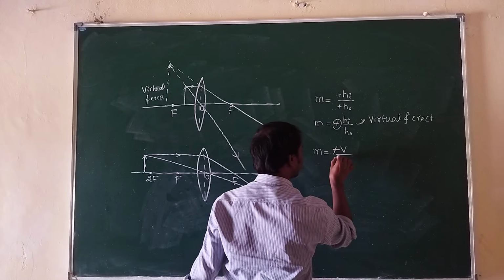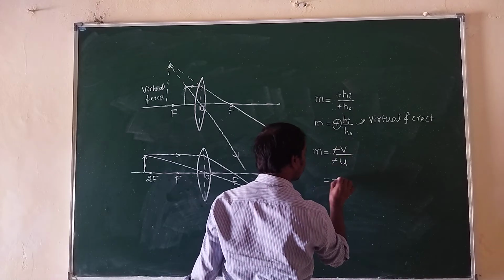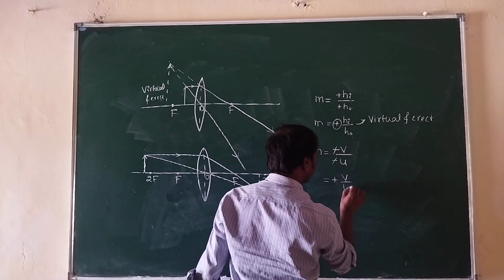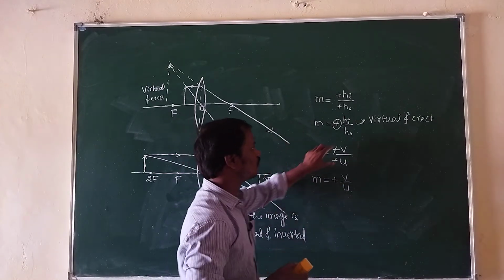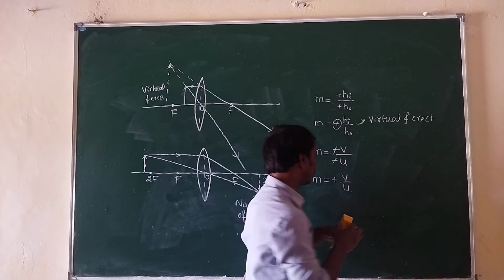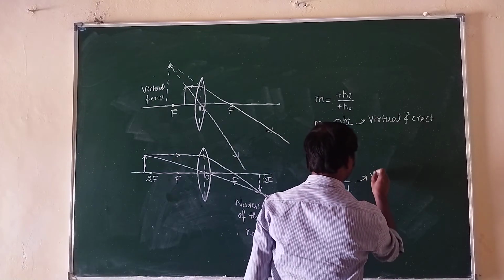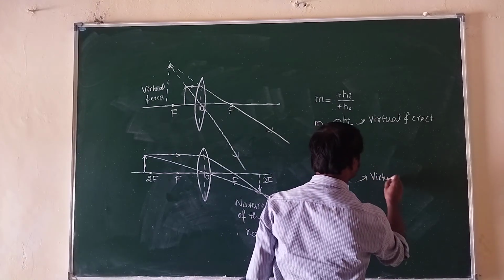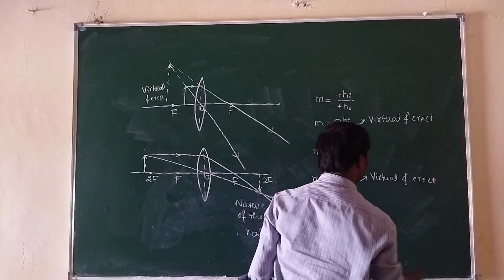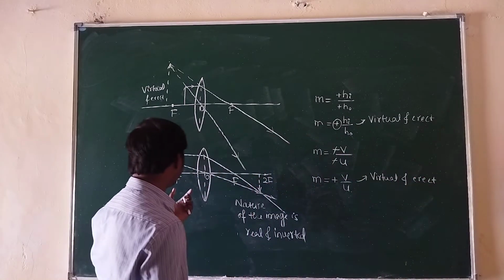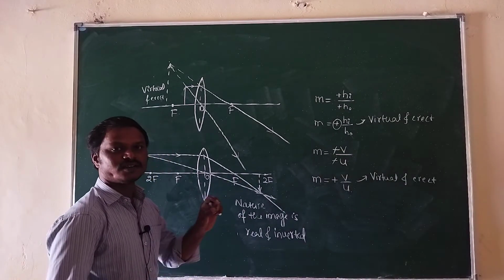Then minus minus get cancelled, now it is plus, so plus v by u. Once again the magnification is positive here. The magnification is positive for virtual and erect image. Okay, so listen here, in this case image is magnified or diminished.